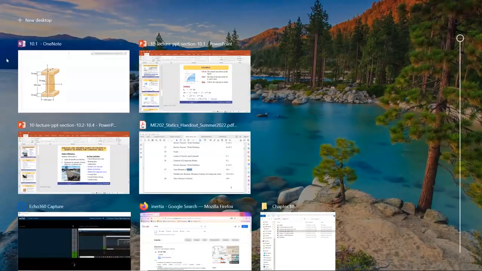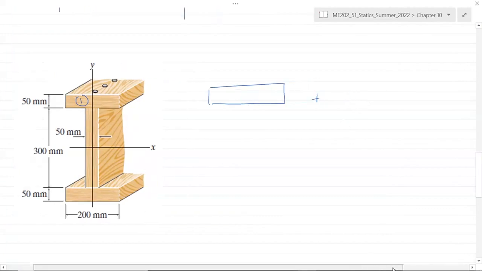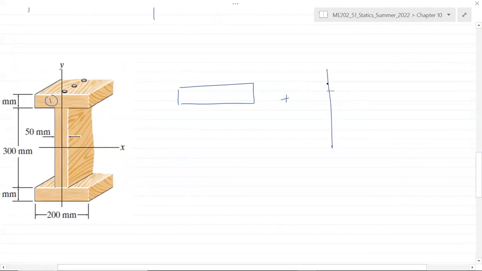So for this T section, we would like to calculate the moment of inertia of the entire shape about the x-axis. Now this can be simplified as the moment of inertia of shape 1 plus the moment of inertia of shape 2, which is the middle portion, plus the moment of inertia of shape 3, which is the bottommost portion. Okay, so we can call this 1, 2, and 3. So this is Ix1, this is Ix2, and this is Ix3.